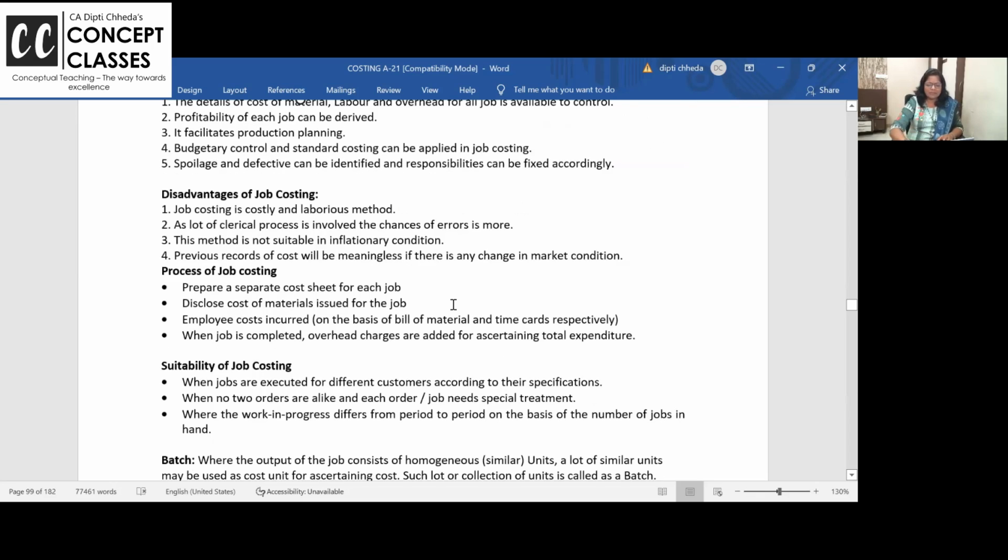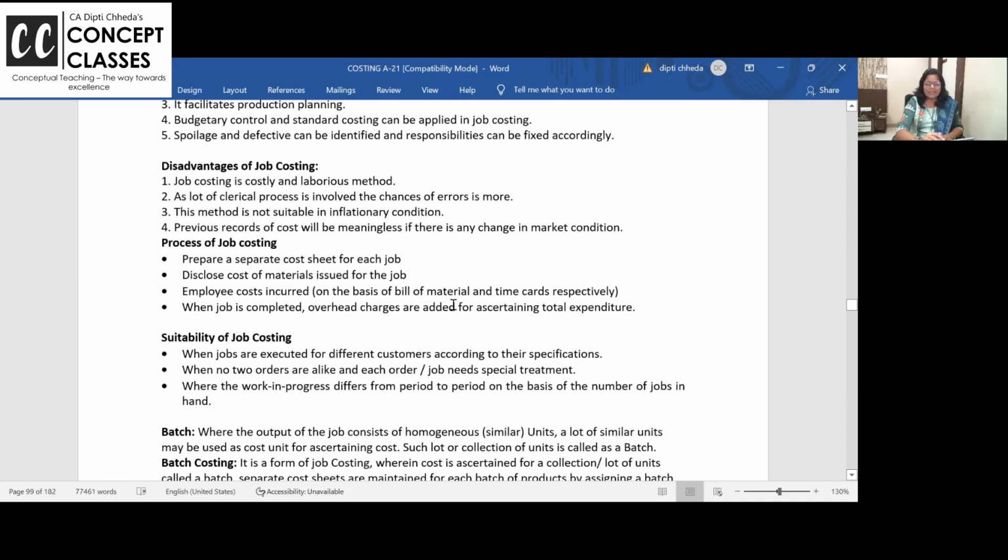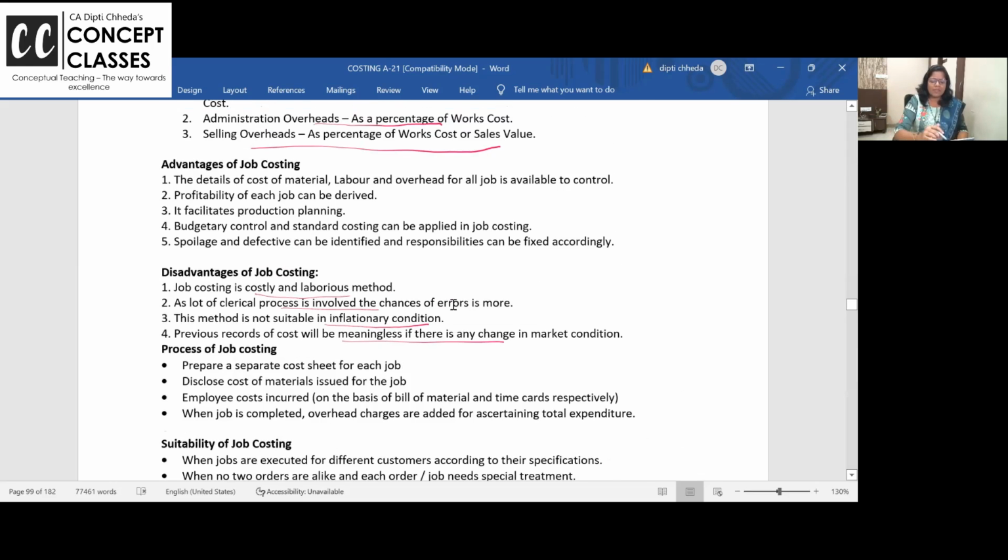They're very routine. Job costing, why the disadvantages? It's costly and laborious because for every job, every customer, you have to prepare a separate job cost sheet. You're an interior decorator or you're selling shutters, whatever example I take. And you decide the rate, and if there are a lot of changes in the rate, inflation, then it may have a problem. Previous records of cost will be meaningless if the market pattern is changing. So sometimes you can't quote like that, job costing.